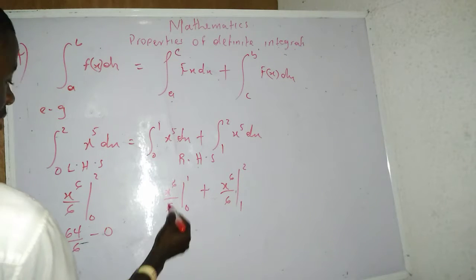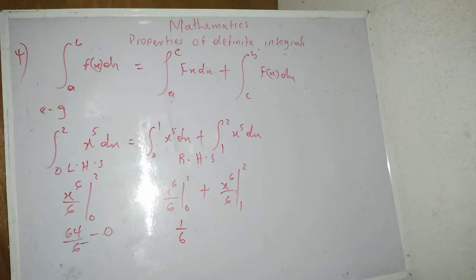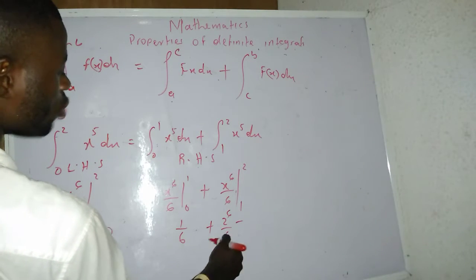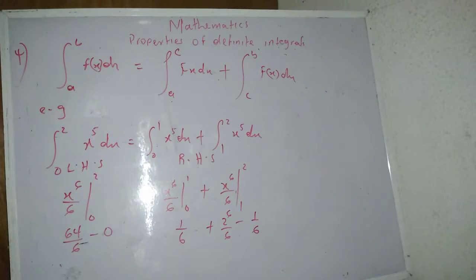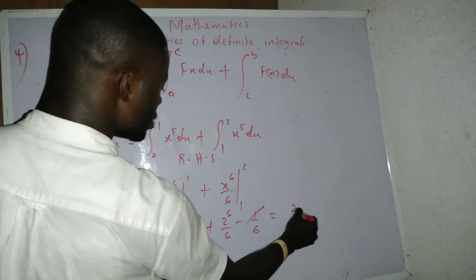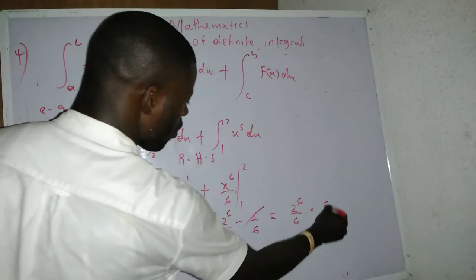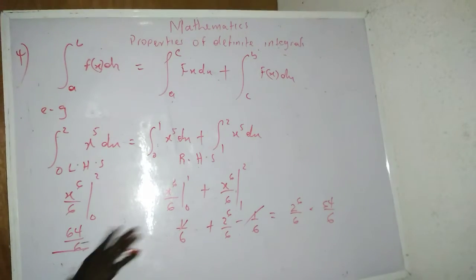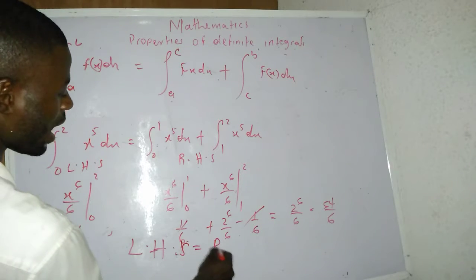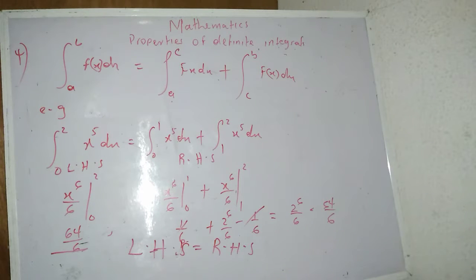Now, I have 1 all over 6 plus 2 raised to power 6 all over 6 minus 1 raised to power 6 all over 6. Okay, this we cancel this, which I have 2 raised to power 6 all over 6, same thing as 64 all over 6. Now, this is equals to what? It means LHS is equals to RHS. That is proof. That is also proof.